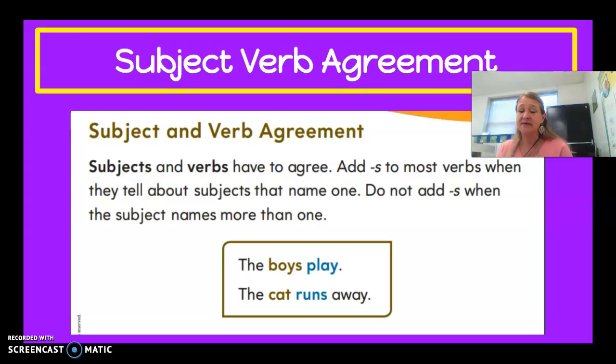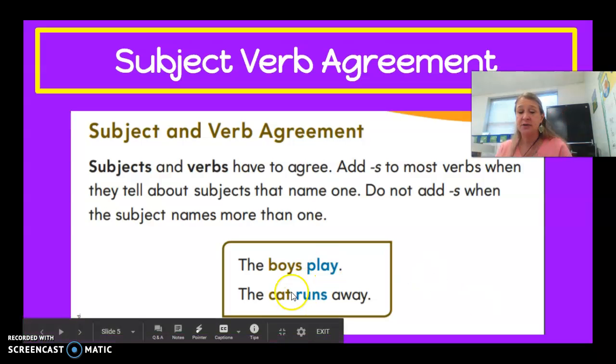Subjects and verbs have to agree. You add S to most verbs when you're telling subjects that name only one. Do not add S when the subject names more than one. So the boys play. The cat runs away.